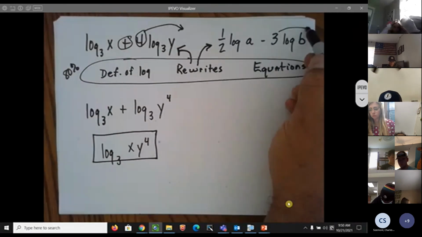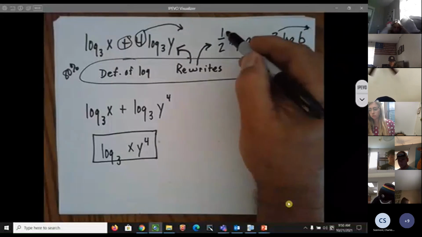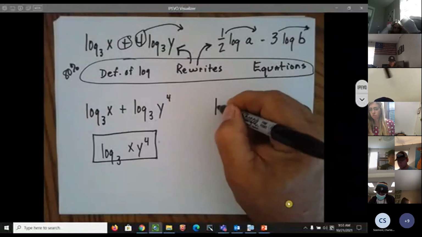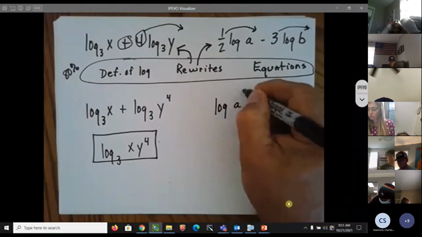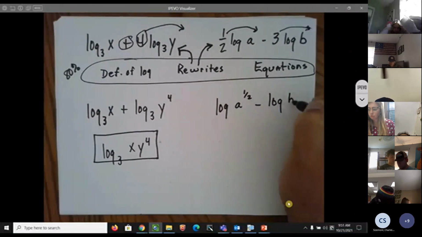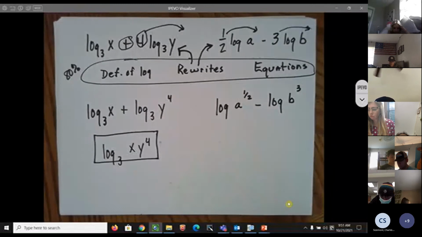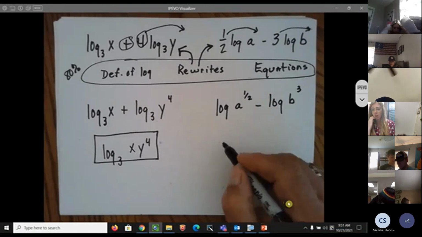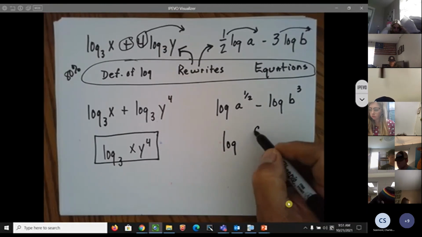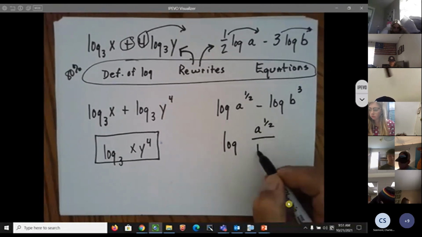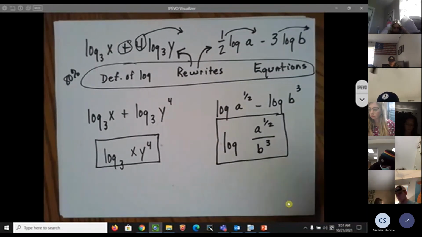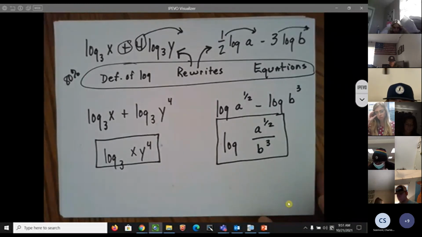This power rule comes up. So we've got log of a to the 1/2 power minus the log of b to the 3rd power. And that's going to be log of a to the 1/2 power divided by b to the 3rd power. And that's two rewrites.